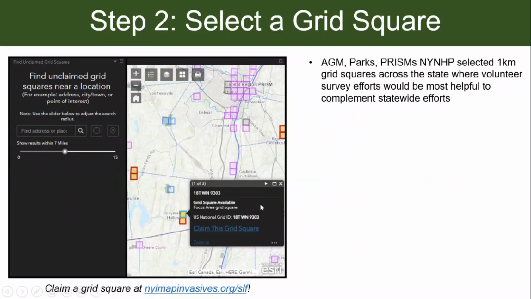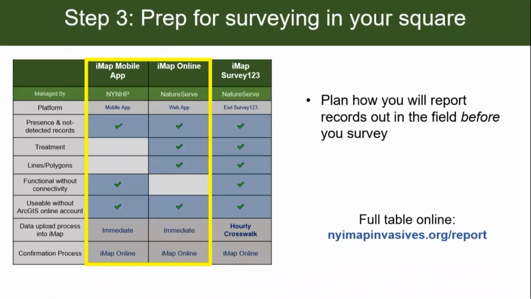But back in my PowerPoint, I'll go on to step 3. So prepping for surveying in your square. One of the big things here is plan how you will actually do your reporting to iMapInvasives. It's a really good idea to try to get a handle on that before you go out and survey. So maybe a week before, try to enter a fake species record in IMAP just to test it out and make sure you know how it works so that it goes smoothly when you're out in the field.